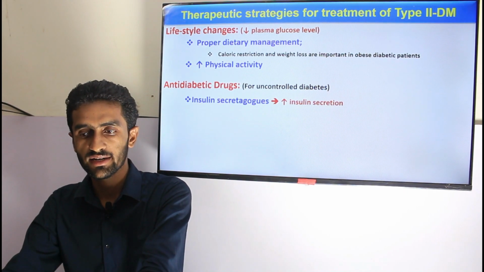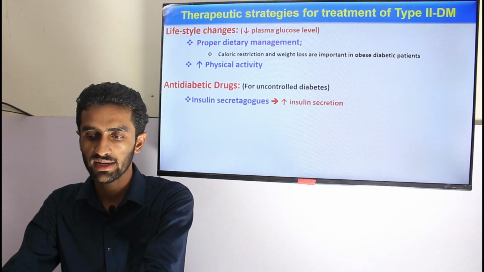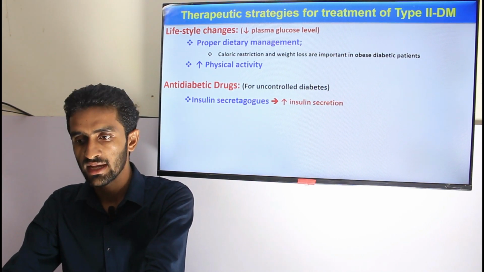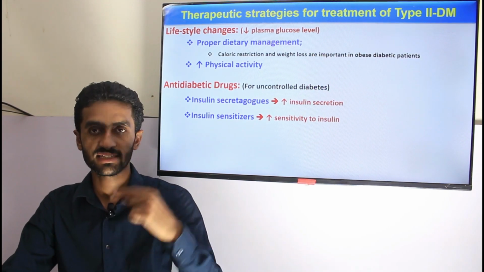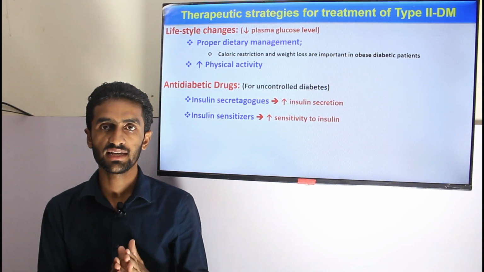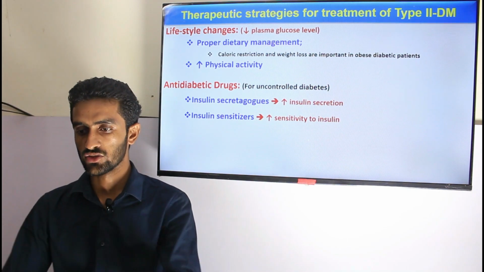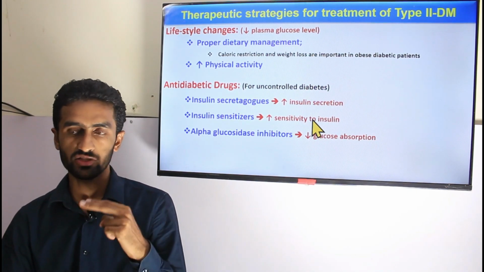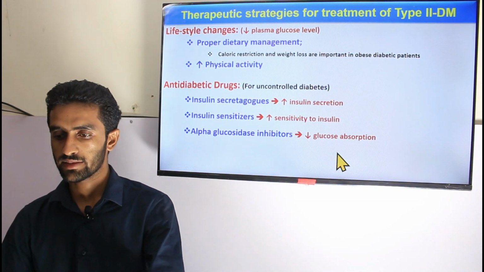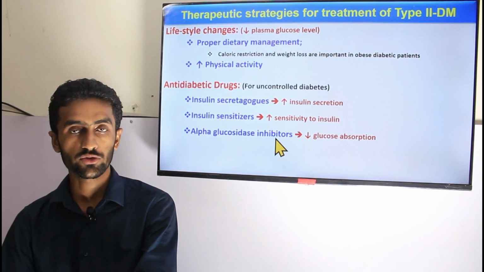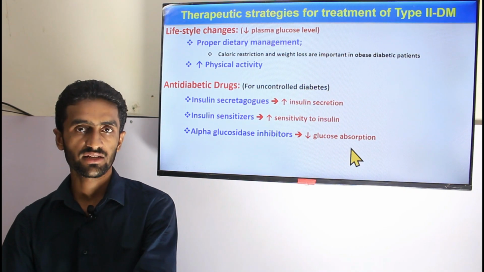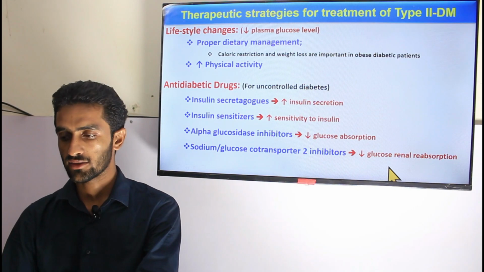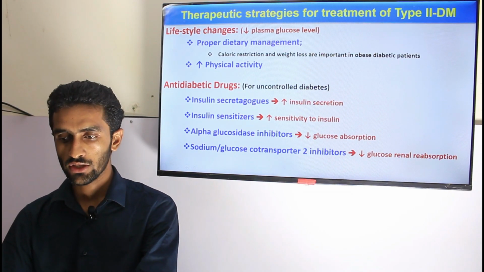And in the anti-diabetic drugs, there are actually 4 categories. One is the insulin secretagogue, which actually increases the insulin secretion. Other is the insulin sensitizer, meaning they increase the sensitivity of insulin, or you can say they decrease the resistance of the insulin. Okay, and these are associated with insulin secretion. Others are associated with glucose absorption and reabsorption. So one drug is the alpha glucosidase inhibitor, which decreases glucose absorption, and the SGLT2 inhibitor, which decreases glucose renal reabsorption.